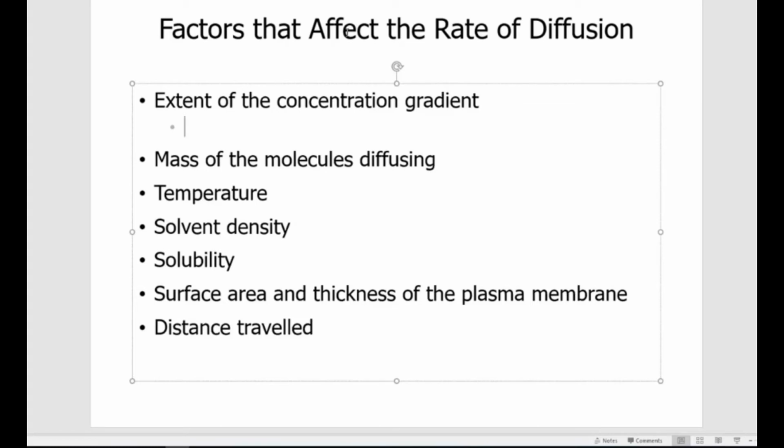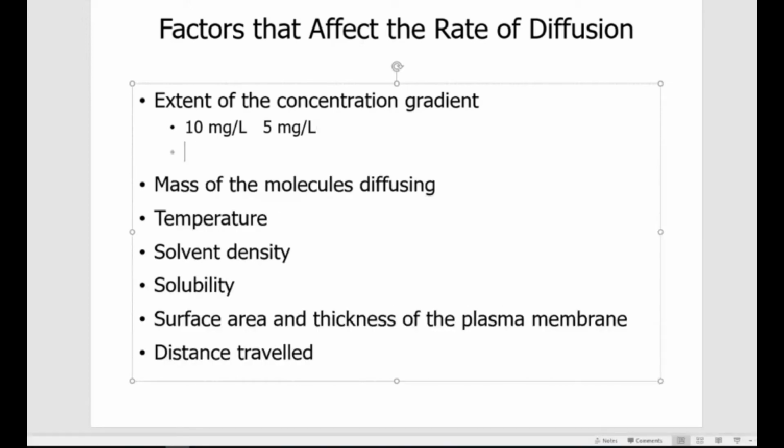So let's say on one side of the cell membrane you have a 10 milligram per liter concentration, and on the other side it's 5 milligram per liter. Okay, so there's a concentration gradient, right? Because there's a difference between those two.